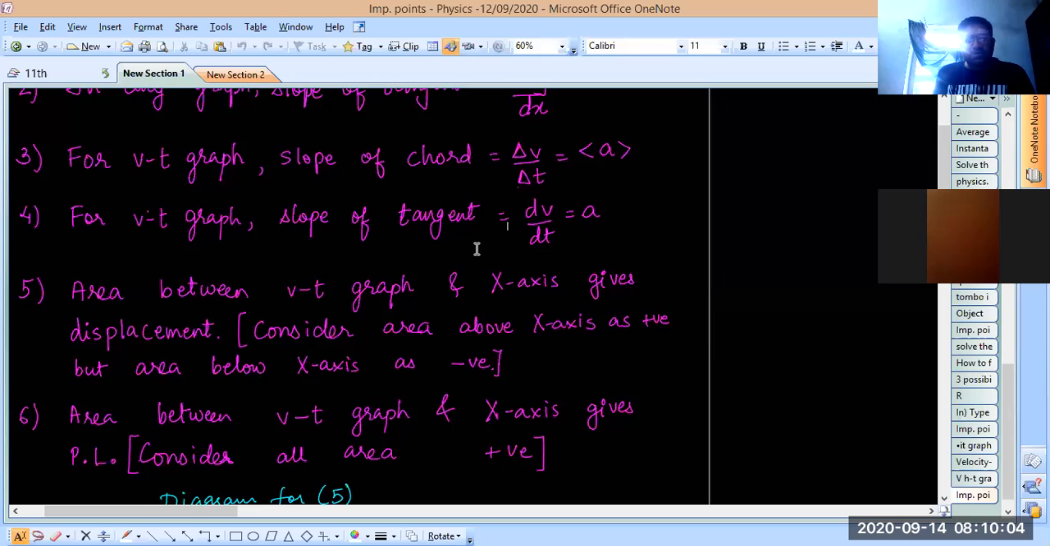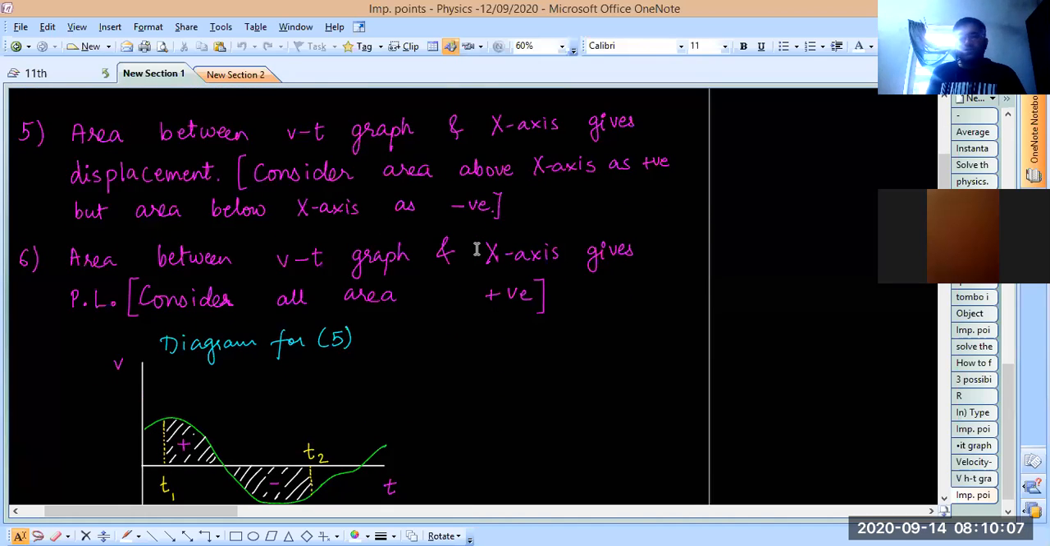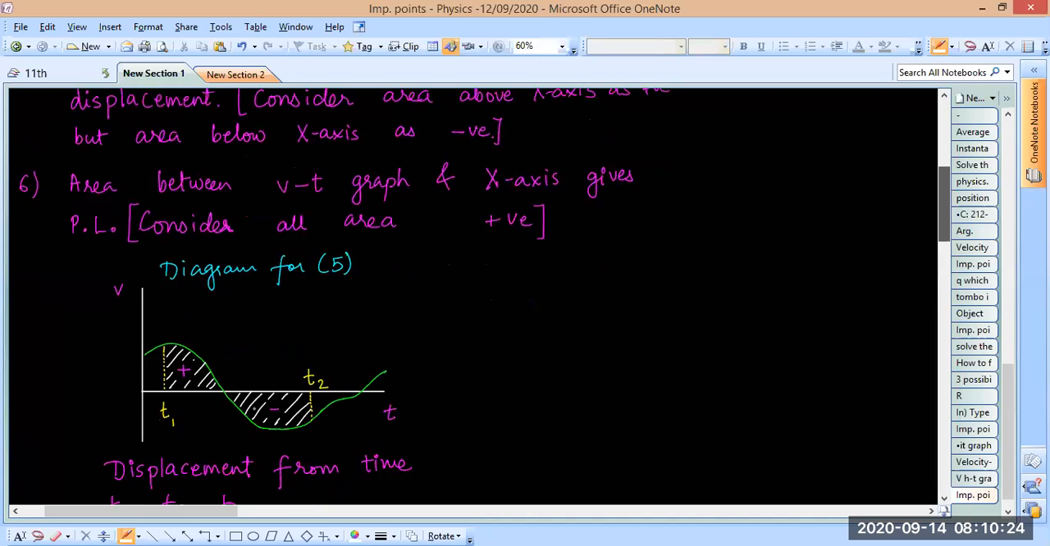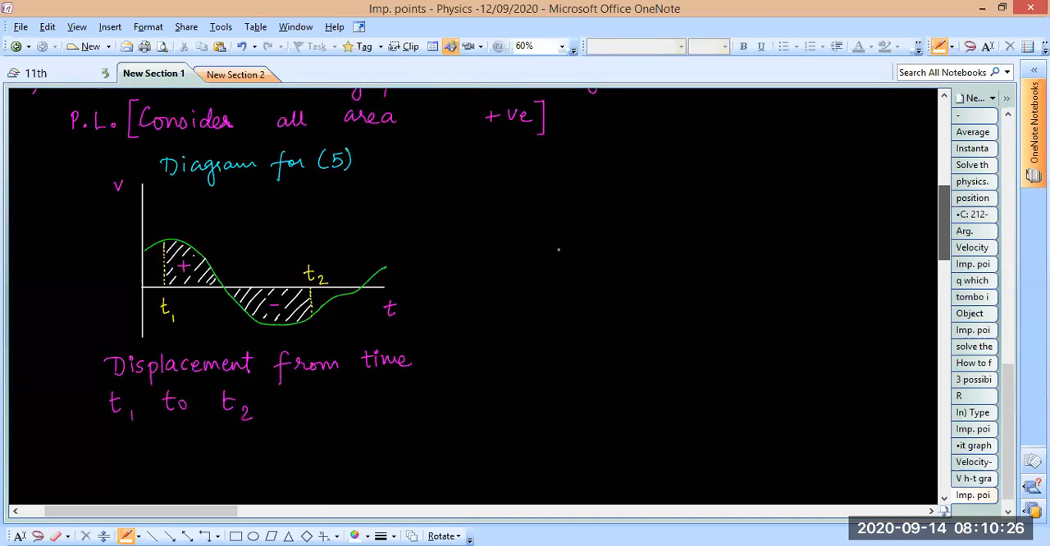All right, so now let's go to number 5 and number 6. These two are actually about the area between the VT graph and the x-axis. By finding the area between the VT graph and the x-axis. So what do we mean here? This is what we mean. See, this is the diagram for number 5. Let's say this is the green VT graph. Again, it would work for any kind of shape, does not have to be a straight line or anything.